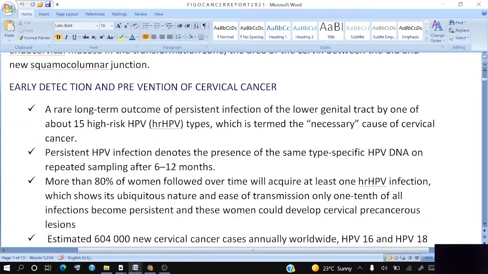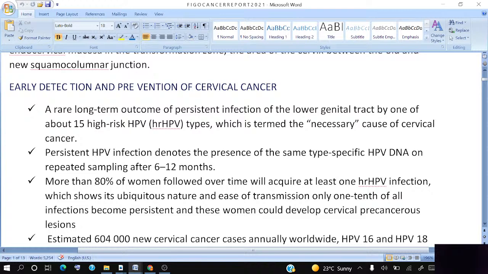Here we have the rare long-term outcome of a persistent infection of the lower genital tract by about 15 high risk HPV types, which is termed a necessary cause of cervical cancer. Persistent HPV infection denotes the presence of the same type-specific HPV DNA on a repeat sample after 6 to 12 months. So if a patient has a persistent infection with the same specific type of HPV DNA, we have to repeat the sample at least 6 to 12 months later.